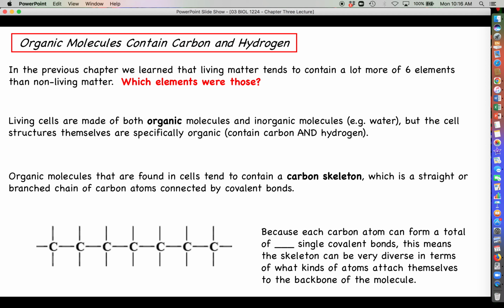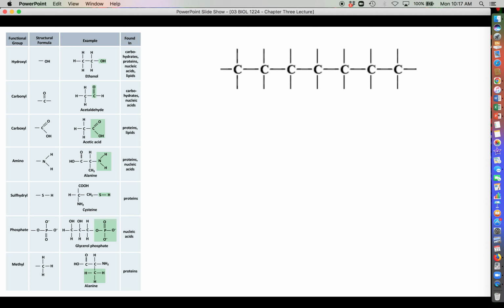The first thing we want to review here is the actual chemistry of carbon itself. You'll hopefully remember that each carbon atom can form a total of 4 single covalent bonds, and as we mentioned in the last video, that gives us a lot of diversity in terms of what types of functional groups and atoms we can attach to the carbon skeleton in order to make a number of different types of macromolecules.